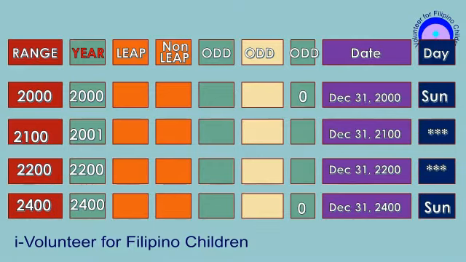Among these dates, kindly identify the date if it is Sunday or not. Year 2000 falls on a Sunday. Likewise, December 31st, 2400 is a Sunday. Can you tell me why?